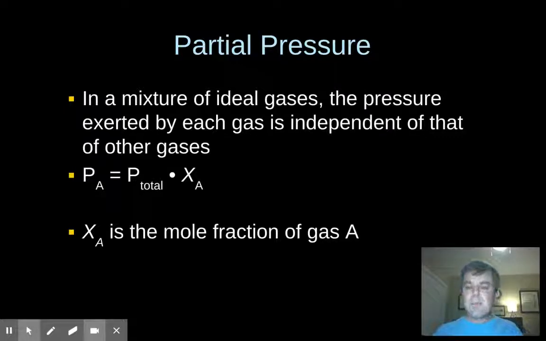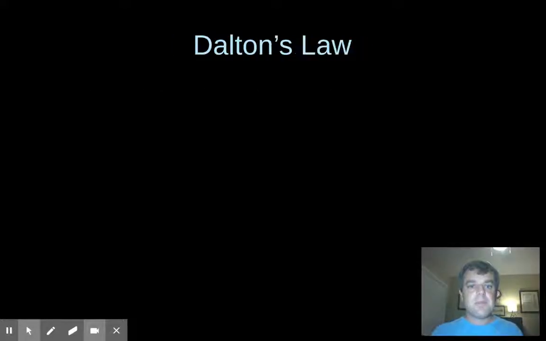When we do the lab, for those of you on cohort C, you haven't done this yet, where we collect hydrogen gas over water, the partial pressure of water is also in that container in addition to the partial pressure of the hydrogen gas. And so we have to subtract out the partial pressure of the water vapor, which you can look up on a chart.